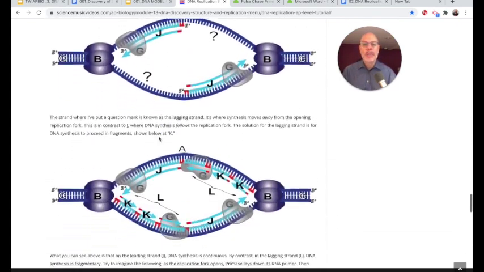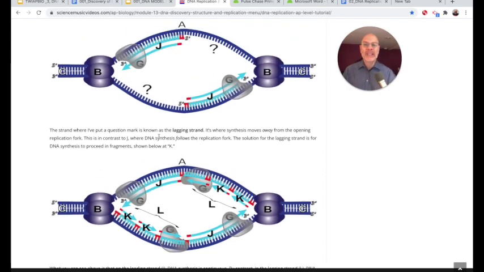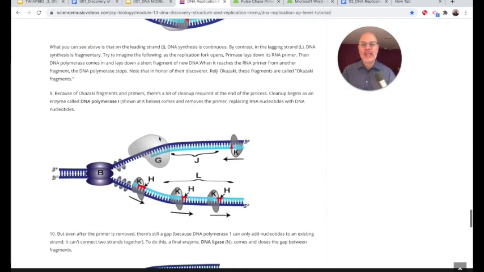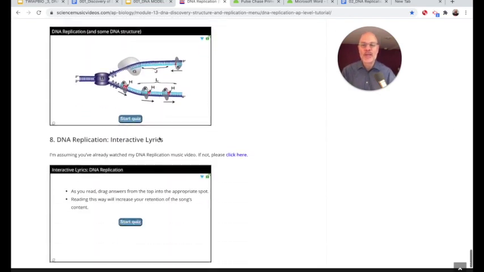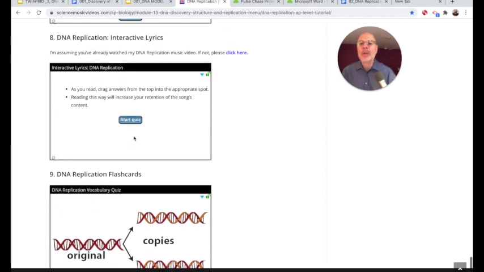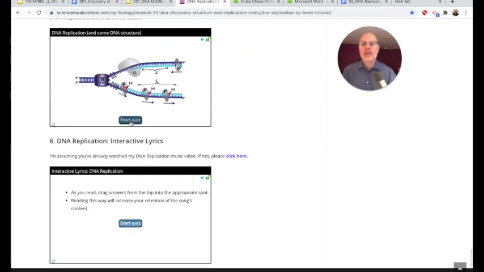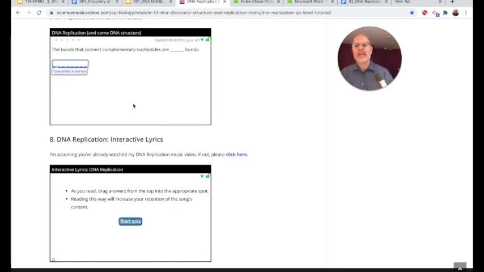And so students will learn about the differences between DNA replication at the leading strand and the lagging strand, and again, all the enzymes that are involved in the process. I'll show you that video in a second. But again, just think about what it would be like for your students to have this kind of experience where they have to know from memory the bonds that connect complementary nucleotides are, well, those are hydrogen bonds.